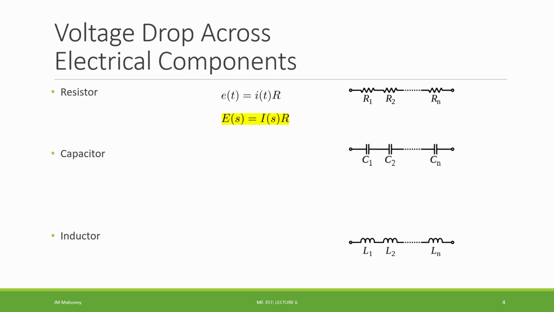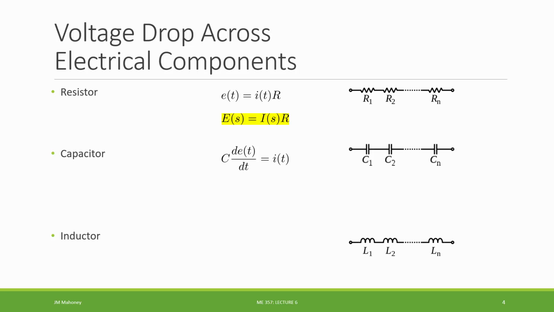Then we can look at capacitors. What's the voltage drop across a capacitor? Well, we know that there's a relationship between the derivative of the voltage across the capacitor, the time derivative, and the current across the capacitor. So the capacitance times the time derivative of the voltage across it was equal to the current.